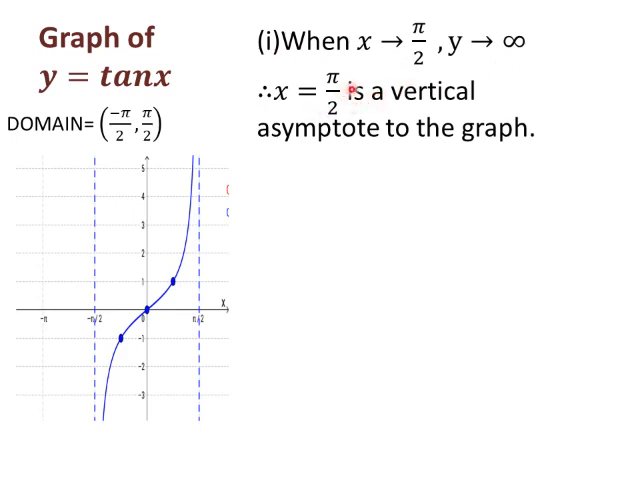So x is equal to pi by 2 is a vertical asymptote to the graph. Okay. So asymptote, the concept is this. When x tends to a finite value, if y becomes plus or minus infinity, then x is equal to that finite value is said to be a vertical asymptote. So you can see here, these two dotted lines are said to be the vertical asymptote.